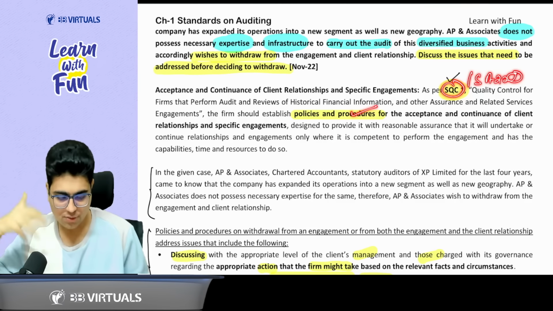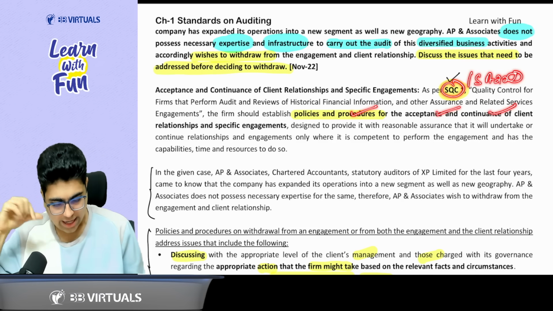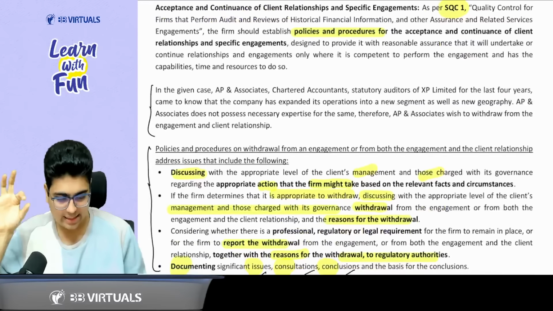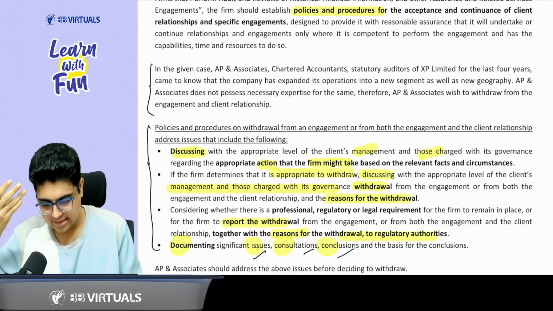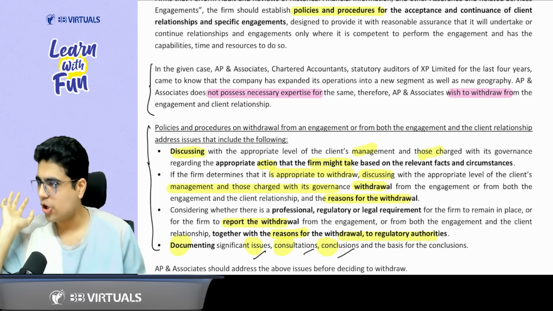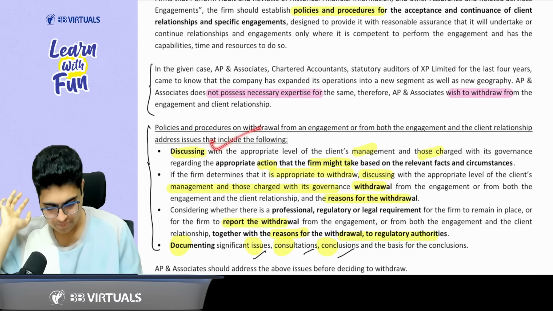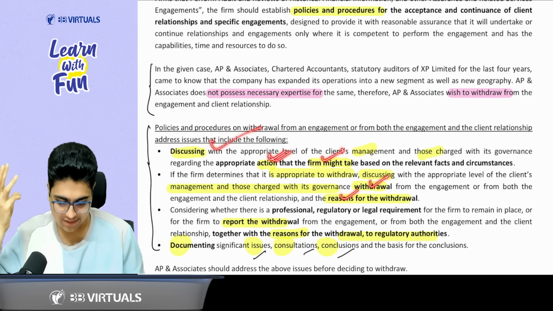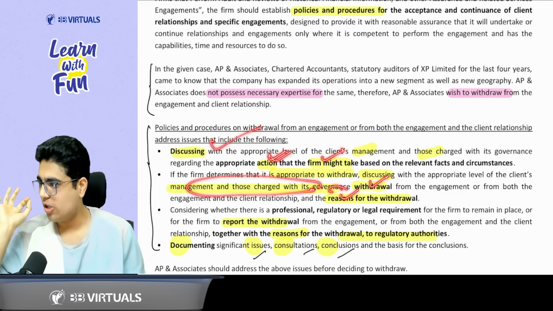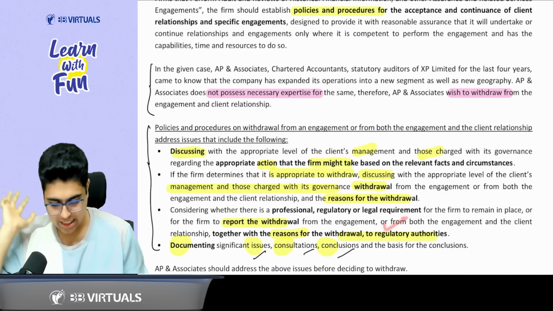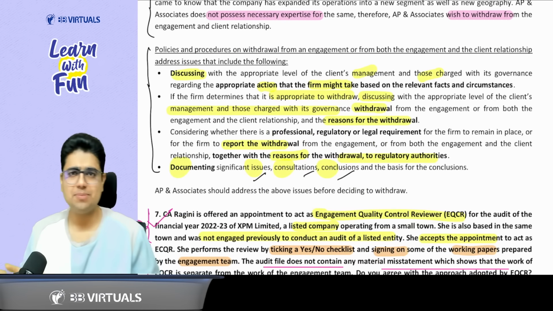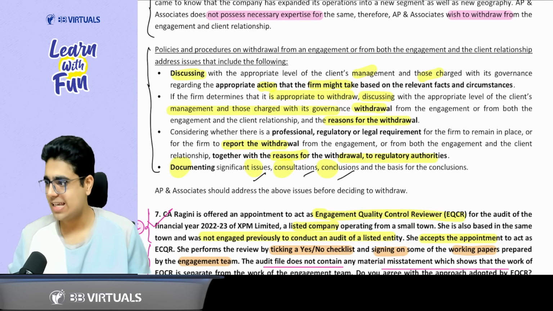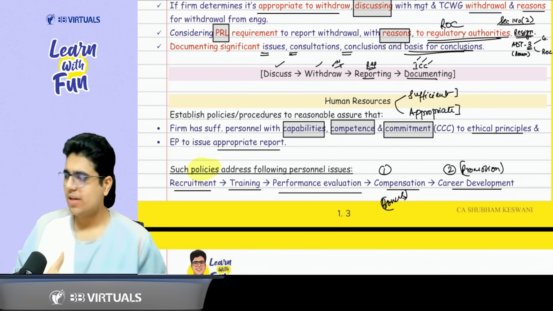That there are certain policies for acceptance and continuance, and you should accept and continue only when you are competent to do the engagement. Then write the facts of the case and say that since they don't have the expertise, they have decided to withdraw. How to withdraw? First of all, discuss about the withdrawal. Discuss the action that the firm might take, warning. Then after the warning, you can withdraw and give the reasons to the management and TCWG. Also to the regulatory authority considering the PRL requirement, and last document the ICC. ICC means the issues, consultations and conclusions and the basis for the conclusions. Easy peasy, sir. Now everyone come back to the notes.